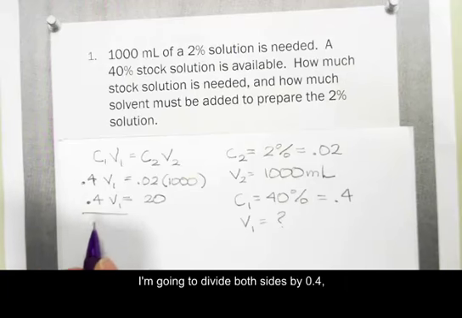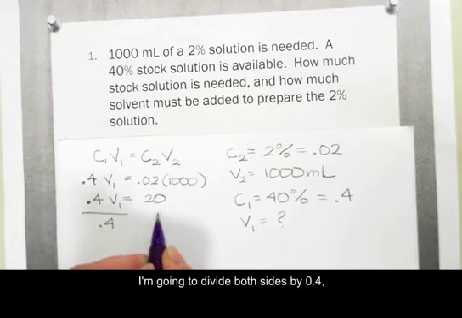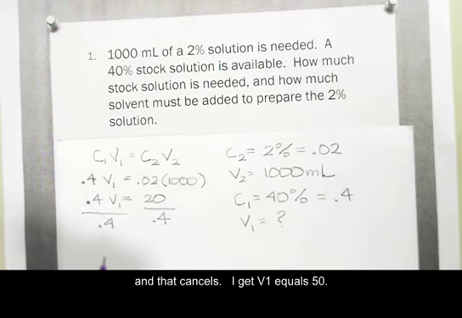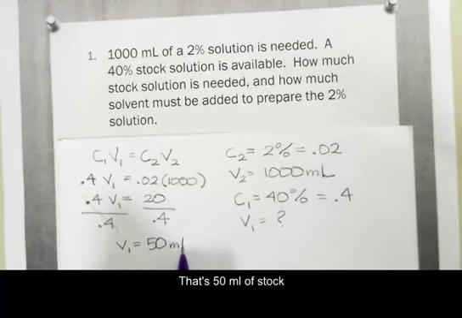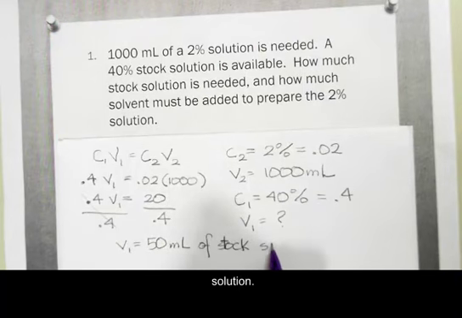I'm going to divide both sides by 0.4, and that cancels. I get V1 equal 50. That's 50 milliliters of stock solution.